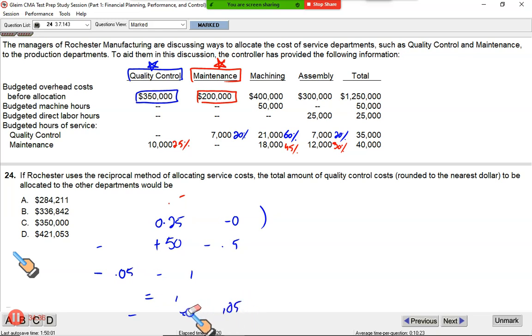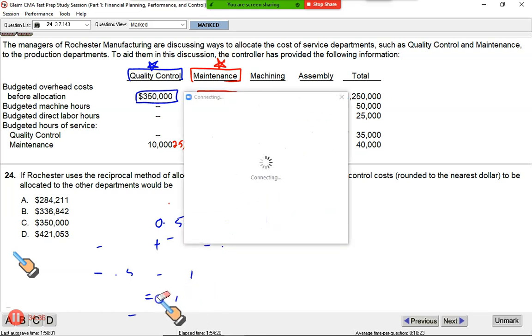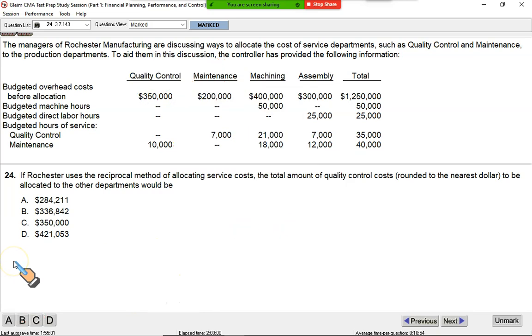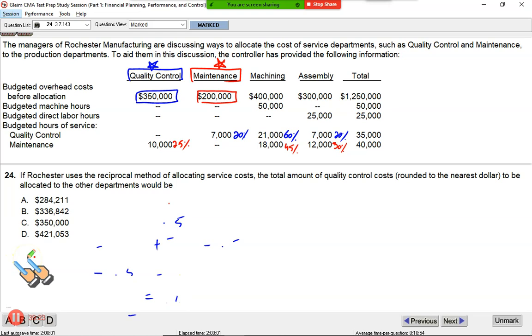Gentlemen, I am going to do something very, very important. Here, as a final step to this reciprocal method, you will know what it was all about. So let us now give it a final touch and close the deal. Okay, gentlemen.